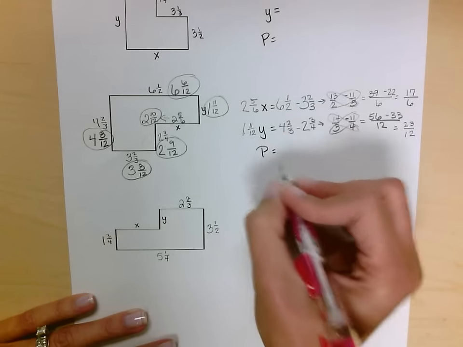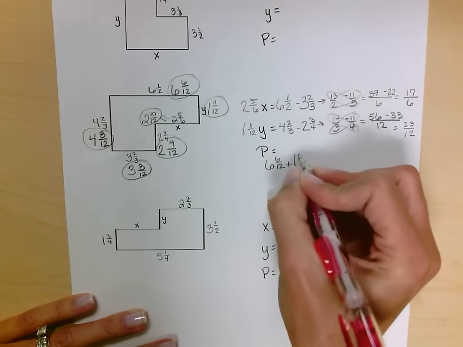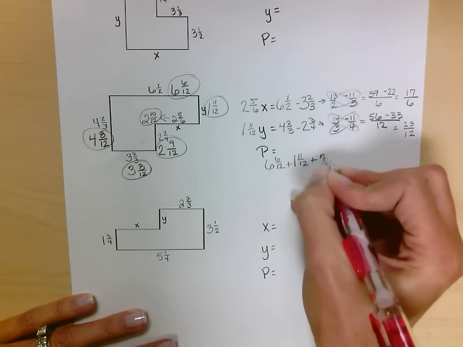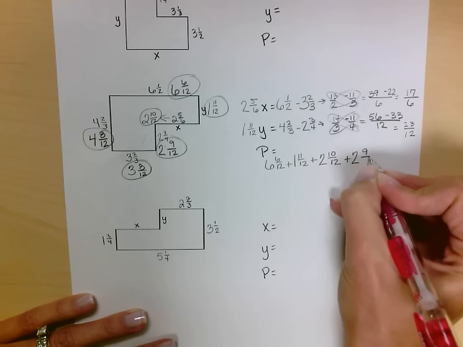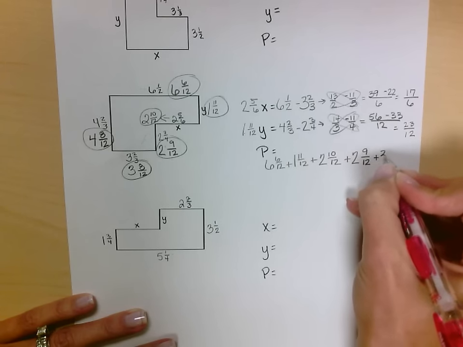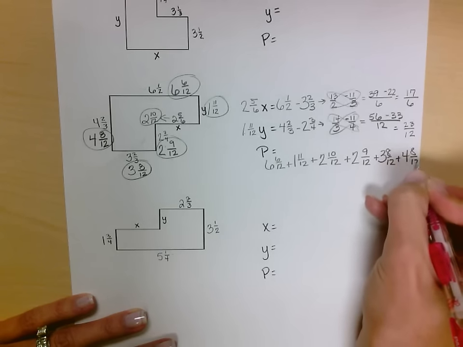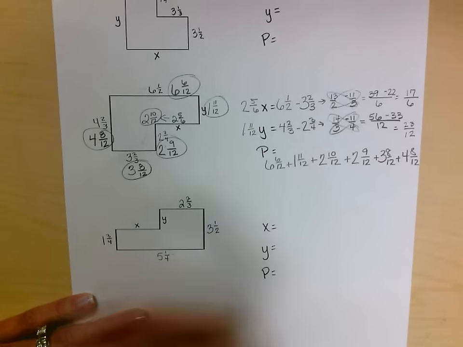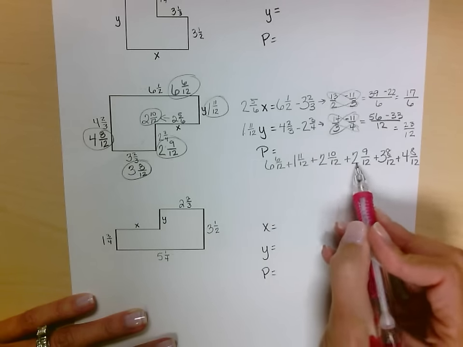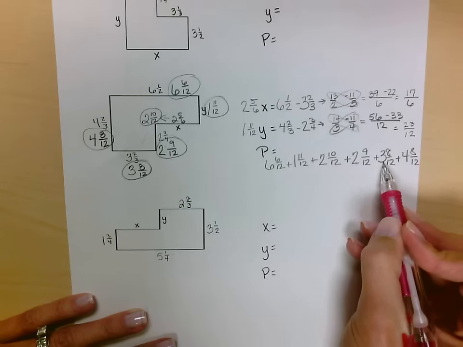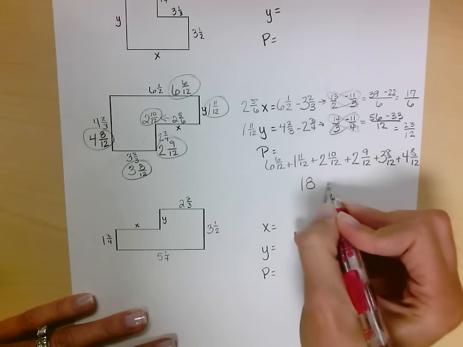So I'm going to write it down over here. I've got 6 and 6/12 plus 1 and 11/12 plus 2 and 10/12 plus 2 and 9/12 plus 3 and 8/12 plus 4 and 8/12. Now let's add up our whole numbers. 6 plus 1 is 7, plus 2 is 9, another 2 is 11, plus 3 is 14, plus 4 is 18. So I know my whole numbers add up to 18.